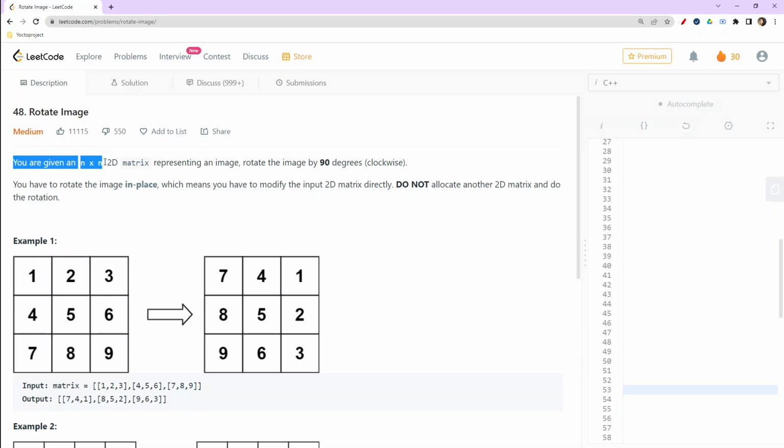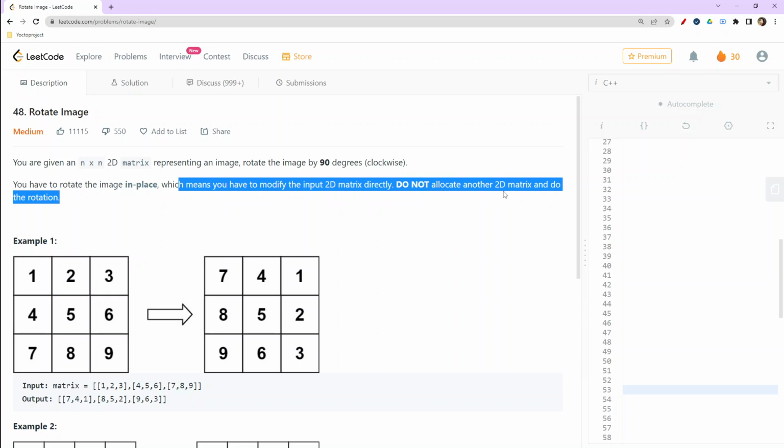So we are given an n cross n 2D matrix representing an image, and we are required to rotate the image by 90 degrees clockwise. We all know how a clock works, so in that direction we are required to rotate it. And you have to rotate the image in place, which simply means that we are not required to take any extra space. They have already explained that: you have to modify the input 2D matrix directly. Do not allocate another matrix to do the rotation.